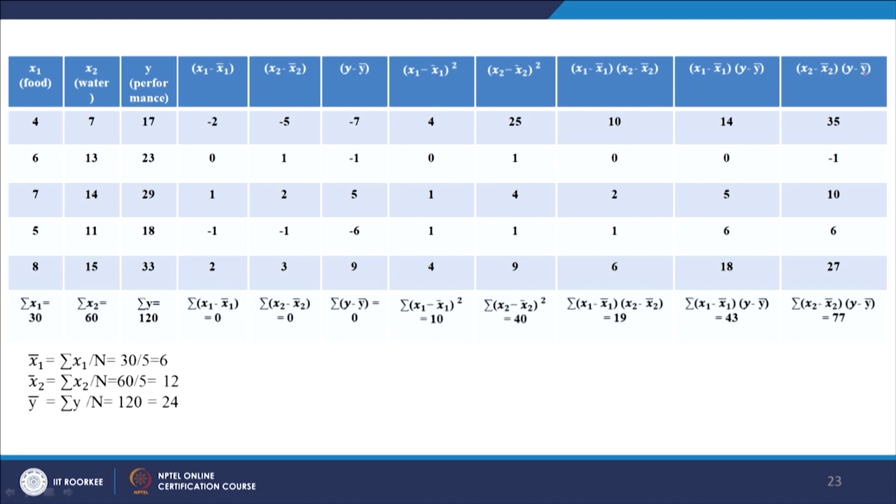So when we did this, we found all the values. Okay, now the summation of x1 is 30, so the mean of x1 is how much? 6. The summation of x2 is 60, divided by 5, n is 5, so 12. The mean of y is the summation of y divided by n, so 120 divided by 5. I forgot to write it. So n is 5, and that is equal to 24. Okay, so we have got all three.